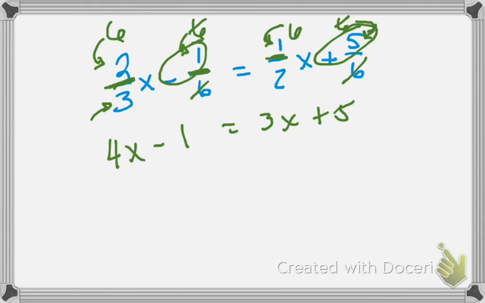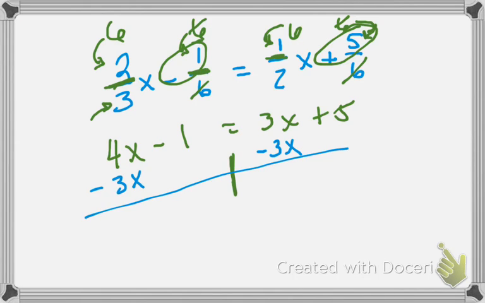Alright, so now we're going to do the tennis thing. Remember this is my net. I want to hit the complex one over first. So I'm going to say -3x to both sides. Alright, so I'm just going to subtract those. 4x minus 3x is x. 3x minus 3x is 0, and that equals 5.